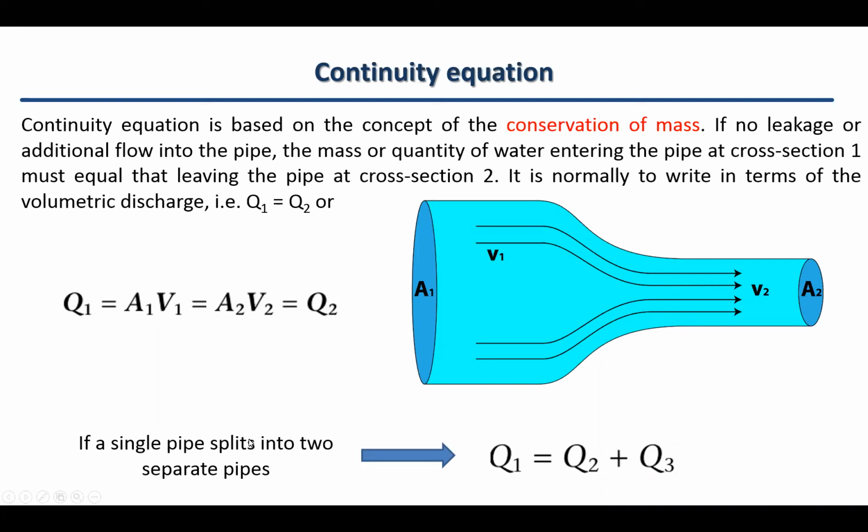And if a single pipe is split into 2 separate pipes, or it could be more than 2, split into multiple pipes, based on the continuity equation we can write that Q1, the discharge of the initial pipe, is equal to the sum of the discharges of each pipe. For example, if it's split into 2 pipes, Q1 is equal to Q2 plus Q3. That is the continuity equation.